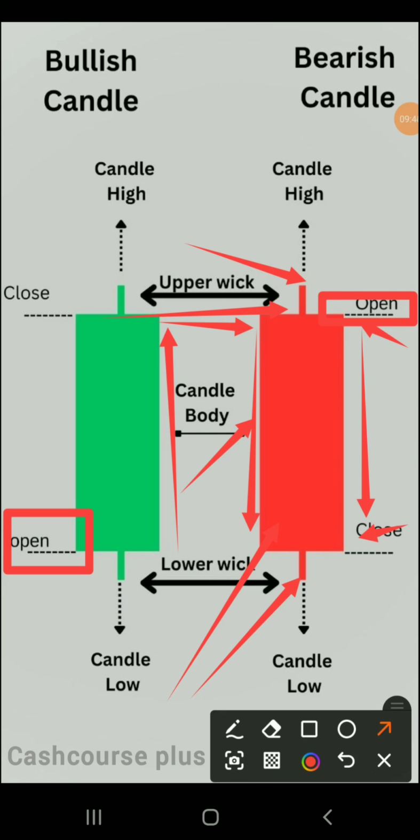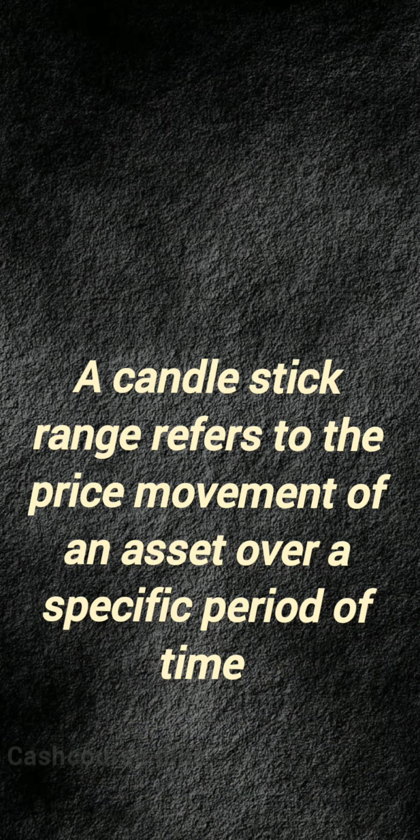So now let's look at the next topic, which is the power of 3. What is actually happening on a lower time frame in the market compared to what happened in the higher time frame? So guys, like we discussed in the beginning of this video, we are going to talk about what a candlestick range is. A candlestick range refers to the price movement of an asset over a specific period of time.